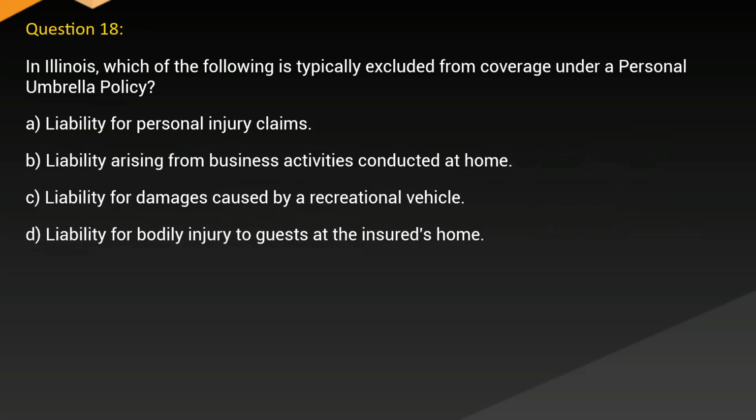Question 18. In Illinois, which of the following is typically excluded from coverage under a personal umbrella policy? A. Liability for personal injury claims. B. Liability arising from business activities conducted at home. C. Liability for damages caused by a recreational vehicle. D. Liability for bodily injury to guests at the insured's home.